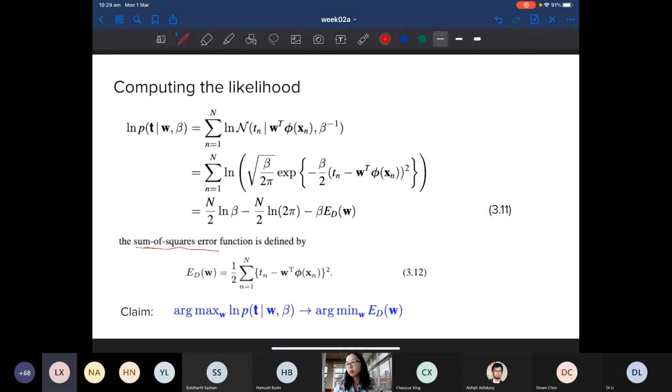So here the claim that I'm making in this slide, and we will back that up in the next 2 slides, is essentially the maximum likelihood solution. This is maximum likelihood estimate of W, vector W, is the same as minimizing the square error. We can see that by eyeballing expression 3.11 here. Basically, this is the only term that depends on W, right?